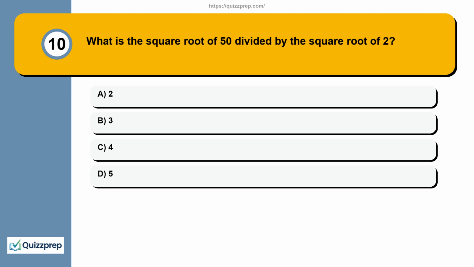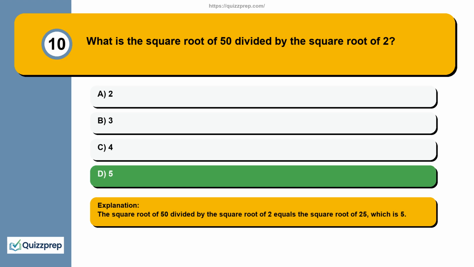Question 10. What is the square root of 50 divided by the square root of 2? 2, 3, 4, 5. The square root of 50 divided by the square root of 2 equals the square root of 25, which is 5.